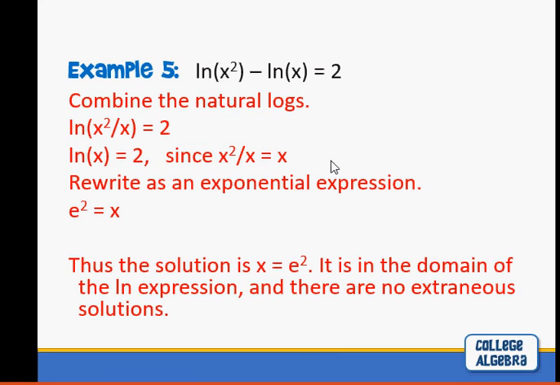If you rewrite this one as an exponential, you're done. The base of natural log is e, so e to the 2 equals x. e squared equals x. So our solution is x equals e squared. And that's in the domain of natural log because e squared is a positive number. So no extraneous solutions.